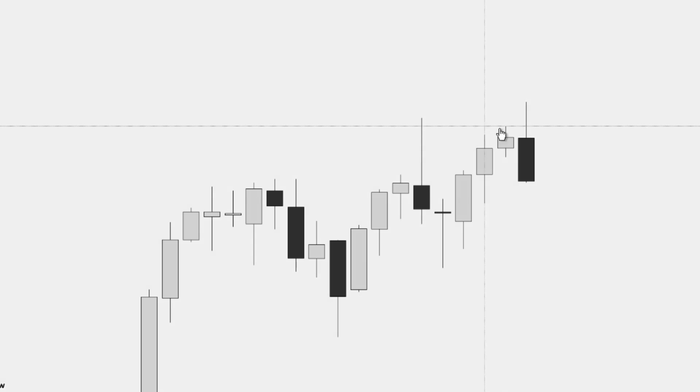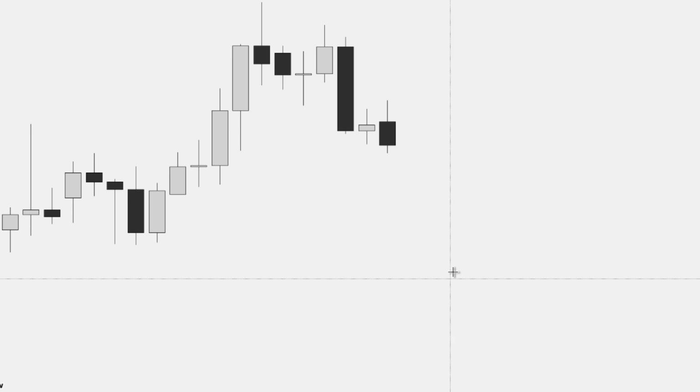Let's get into one more example. So in this second example, we see price printing a very bearish daily candle.